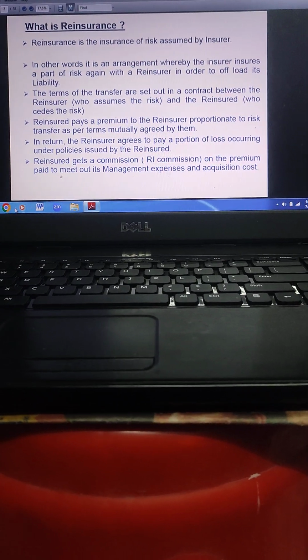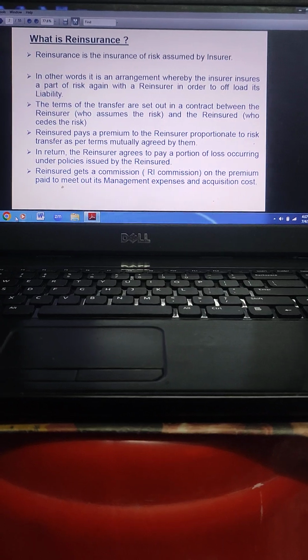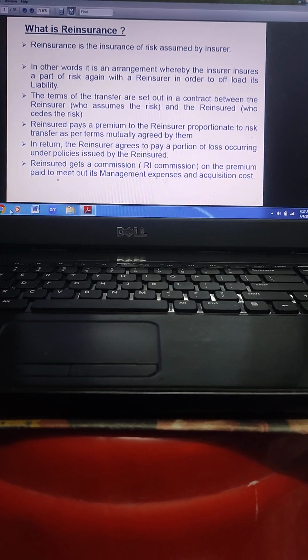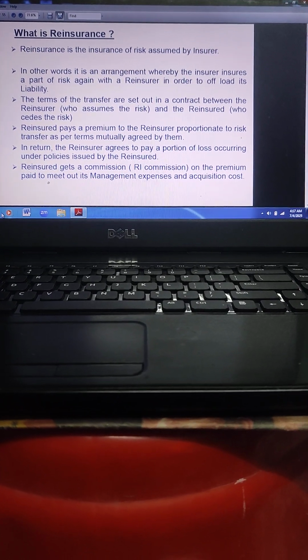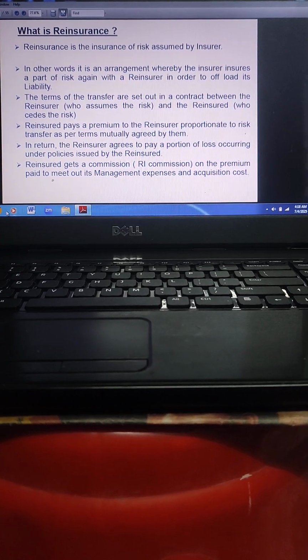Property reinsurance is the topic of our discussion today. Property reinsurance. So let us understand what is reinsurance. In fact, reinsurance is the insurance of risk assumed by the insurer.